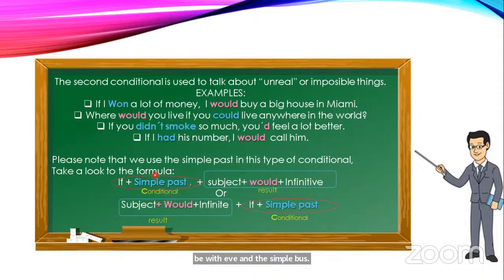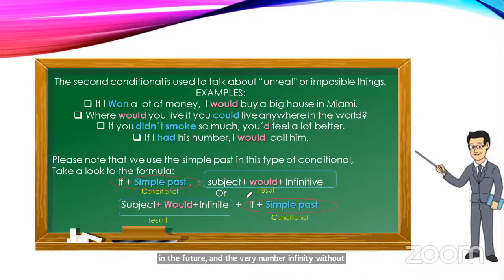For example, if I won a lot of money. That is an example. Look at this, what do you need? A comma. If you don't use the comma, you are not going to write correctly. This is the comma. If you start with if, you need the comma. Then the subject plus would, remember would, in order to talk about hypothetical situations in the present or the future, and the verb in infinitive without to.